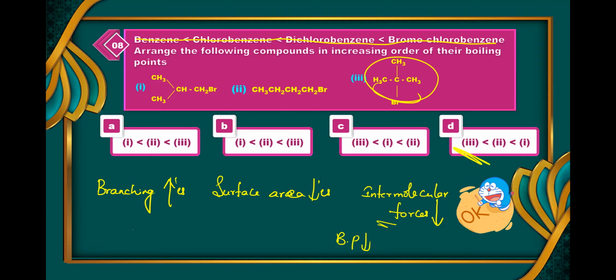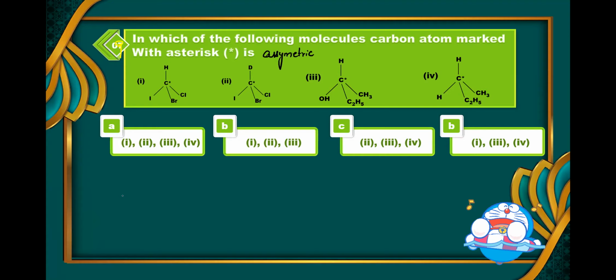So 3 is the least, and then 1, and then 2. 3, 1, 2 is the correct option. Please check it out. So option C is the correct answer. Let's see question number 9.